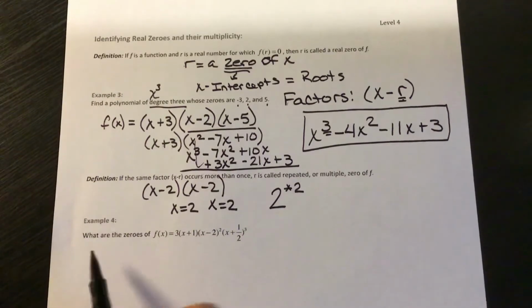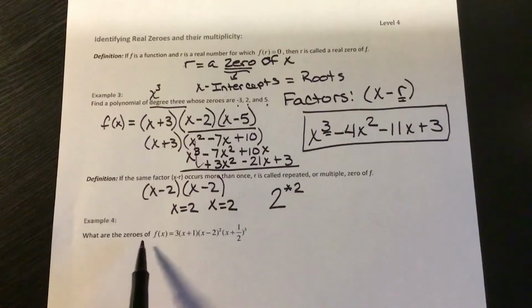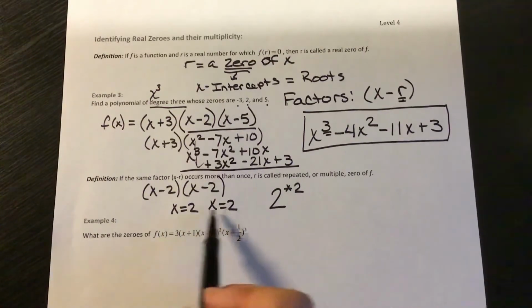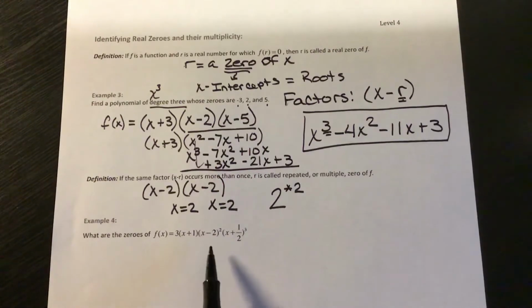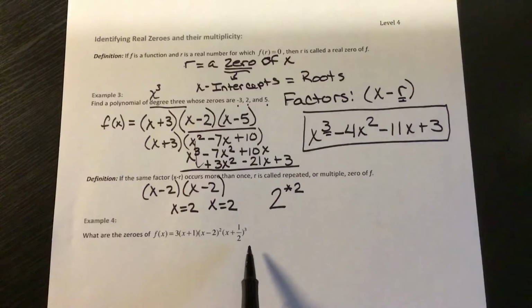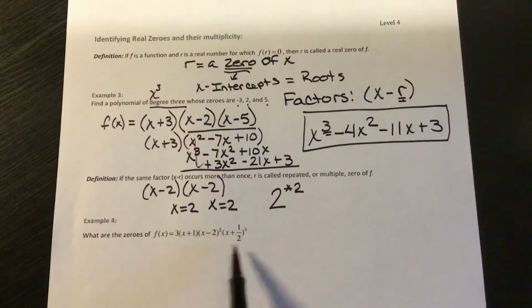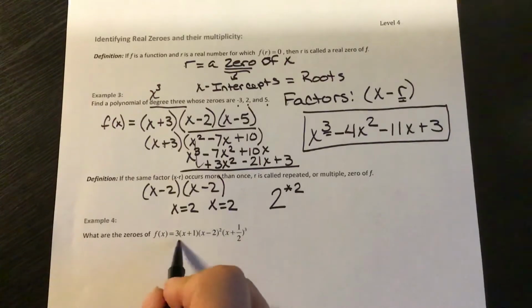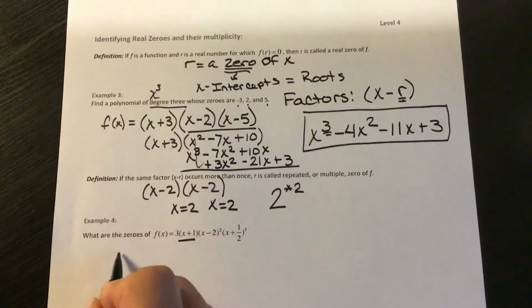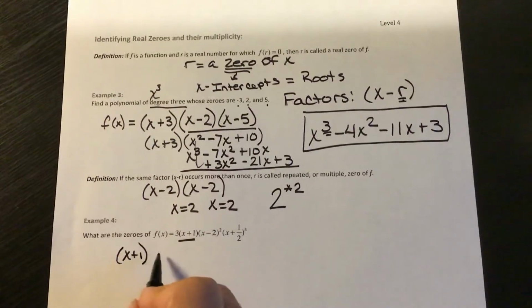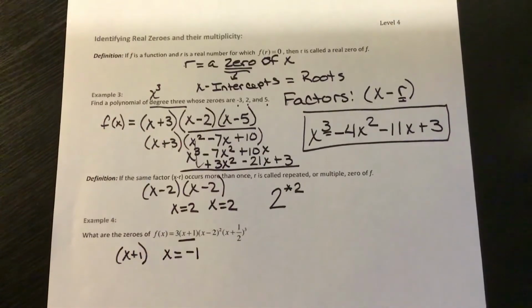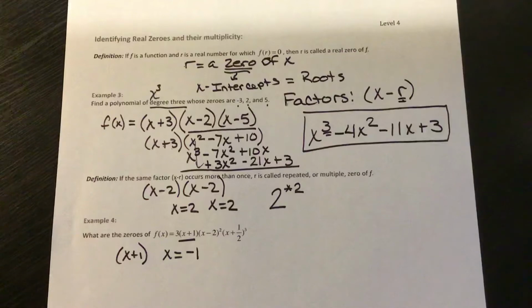So if I look down here, it says what are the zeros of this polynomial? Now I don't want to multiply this out. The third power of x plus 1/2 would be a real pain to do that. So if I look at this, x plus 1 is a factor, and in this case, my 0 is going to be x equals -1. And that occurs one time. So if it just occurs once, we don't have to specify what the multiplicity is.